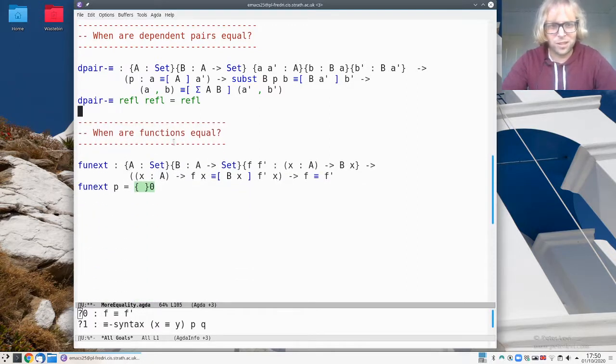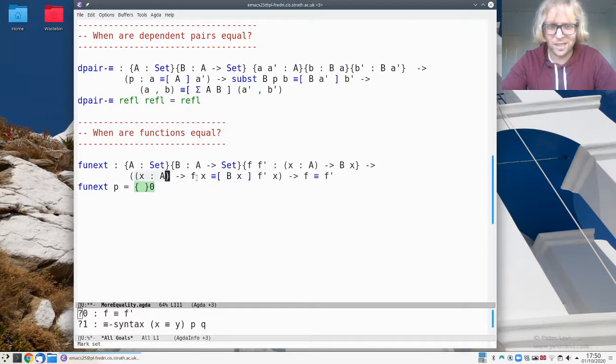What about functions? So let's say that I have two functions. I made them dependent. So for every x in A, they return something in B of x. And I would like to prove that they are equal. Well, what could I possibly deconstruct this as? Well, I would like to say that they are equal if they are equal at each component again, right?